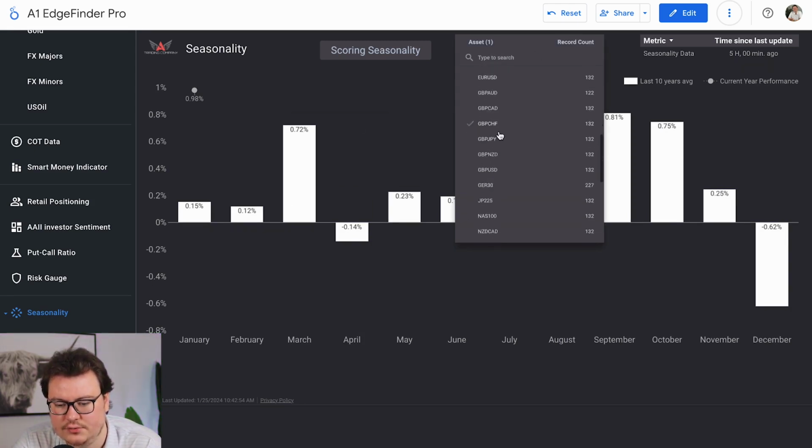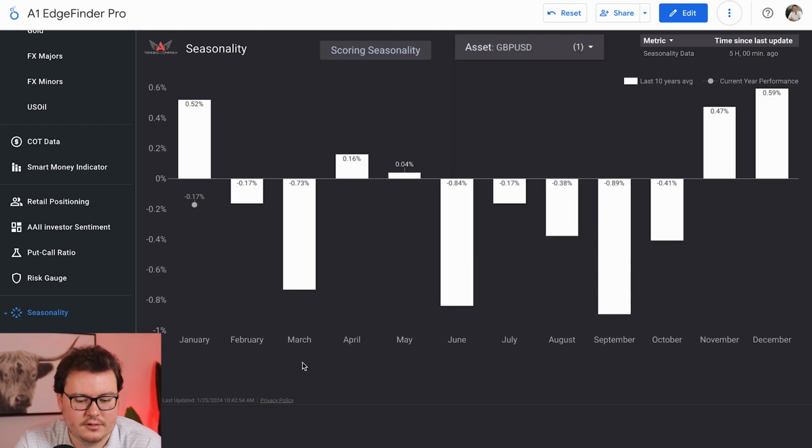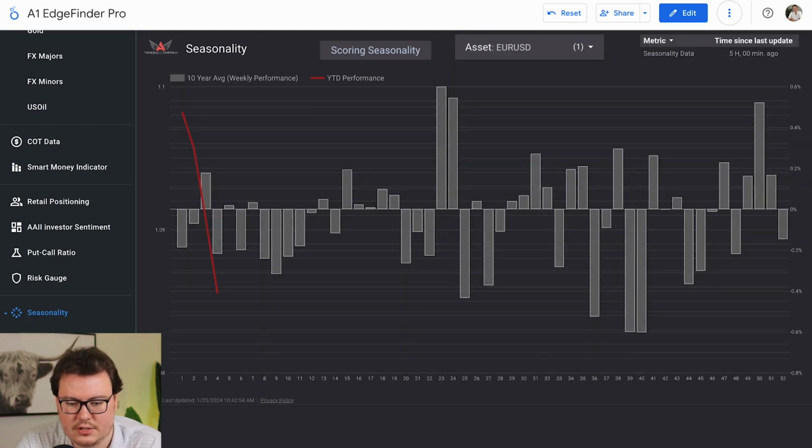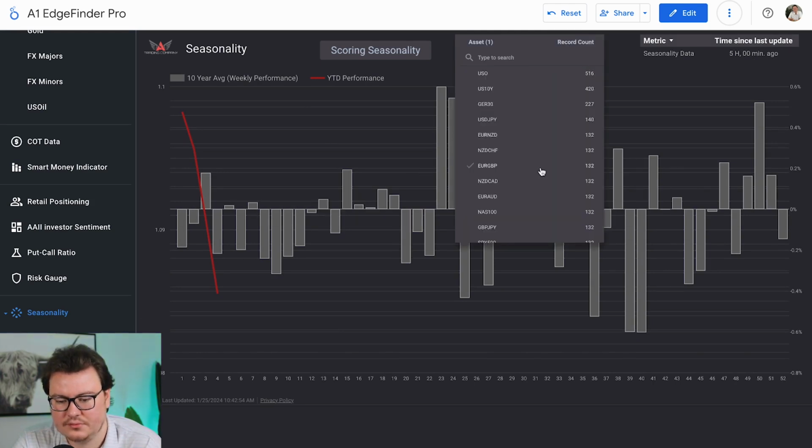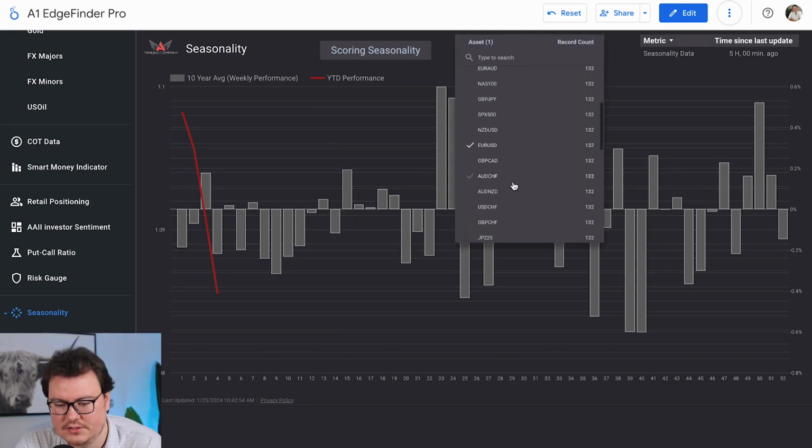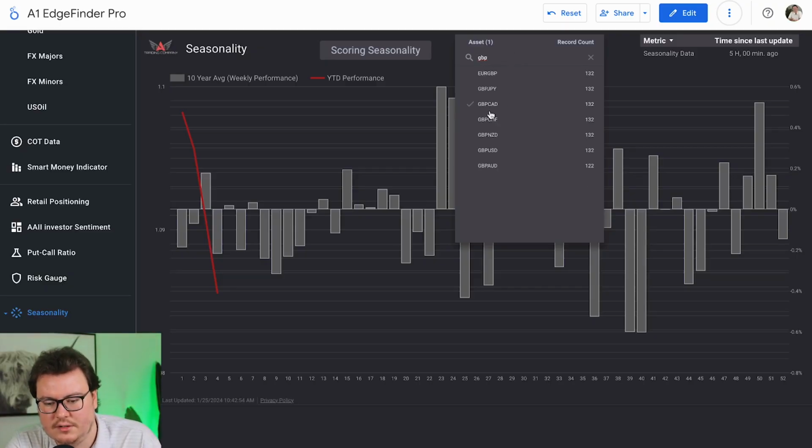But let's go back to pound dollar, and actually let's go ahead and jump into the weekly. So the weekly is interesting because we actually do have every single week of the year, all 52 weeks laid out here for you to look at. Let's see, I've definitely passed pound dollar. I'll just search it. There we go.